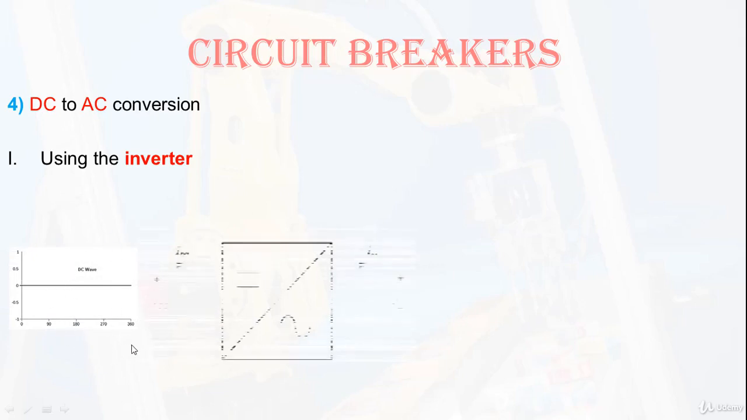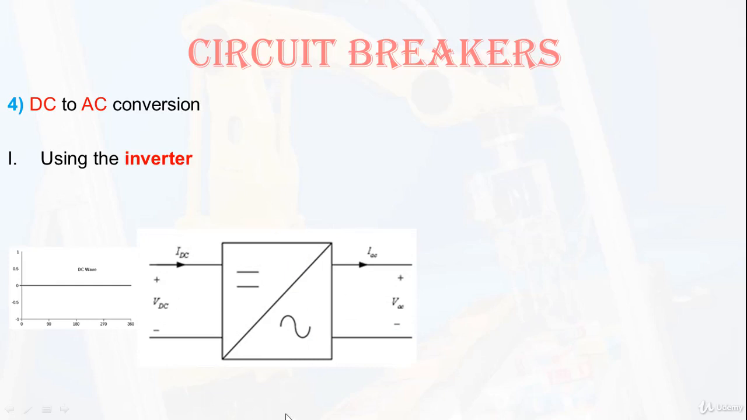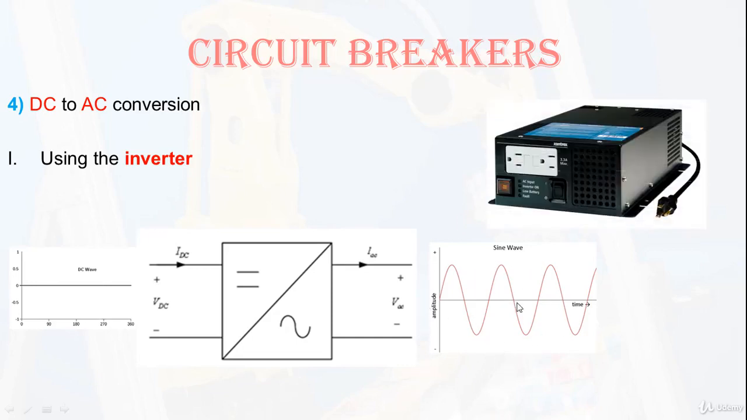So the fourth type is the DC to AC conversion, and we use an inverter, which we will see now. So if the input signal is a linear DC one, we will use our inverter here to convert our voltage from a smooth DC to a sine wave, which is an alternating current. So this is a shape or a model of our inverter. So we can plug in our input DC voltage and we can get our output AC voltage from the other plug.